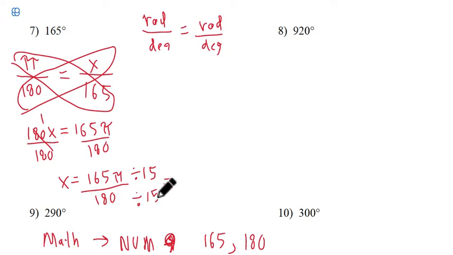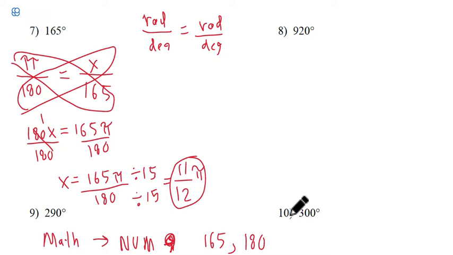So when I do 165 divided by 15, I'm going to get 11 up top. And then I'm going to do 180 divided by 15, and I'm going to get a 12 on the bottom. But I'm missing something that's hugely important. Can somebody tell me what it is? That's right. It's pi. 11 pi over 12 is my final answer.